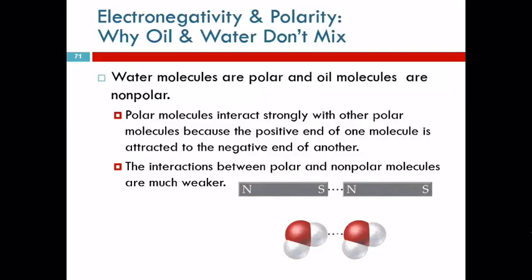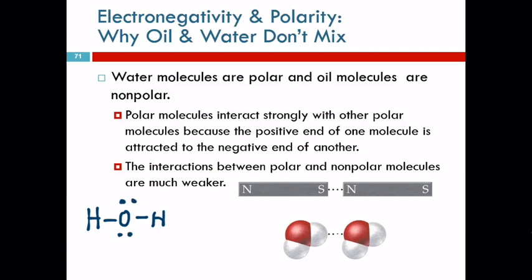Electronegativity and polarity. This explains why oil and water do not mix. We mentioned that earlier. So water molecules are polar. We learned how to identify polar molecules. Let's just review that real quickly. Here's a Lewis structure for water.